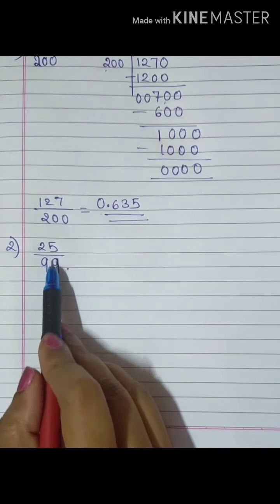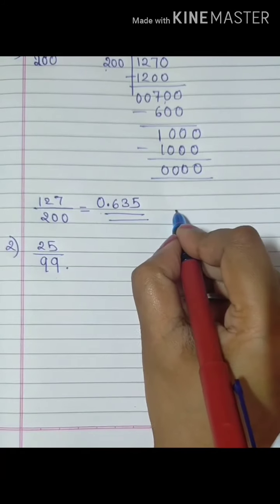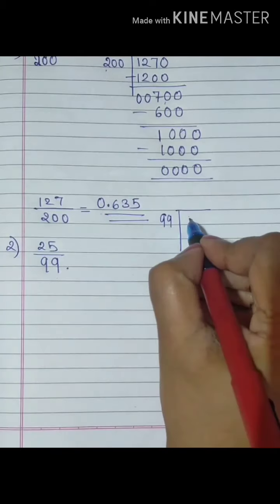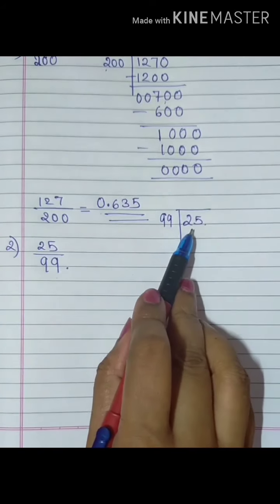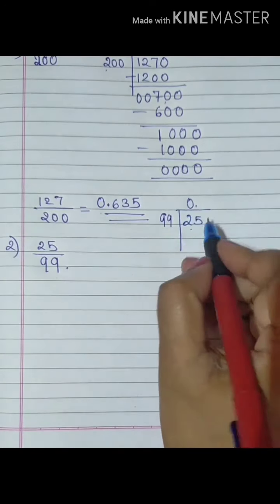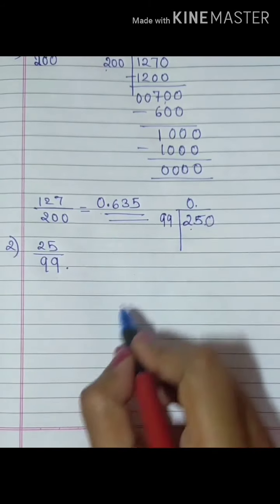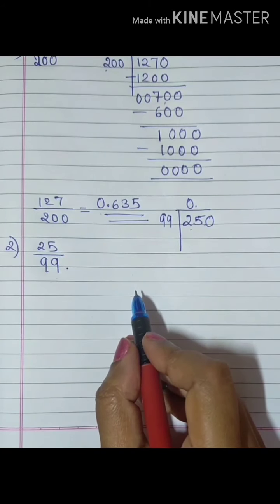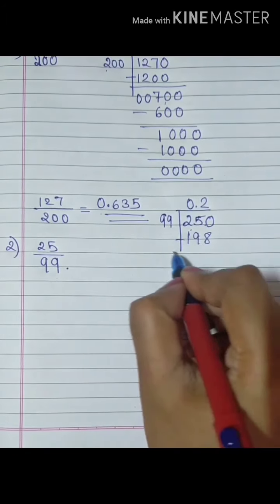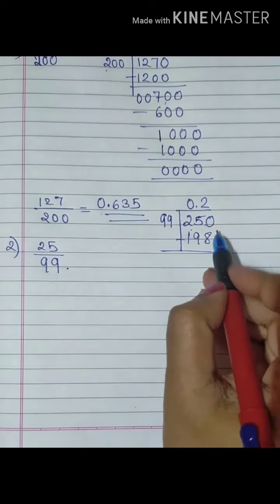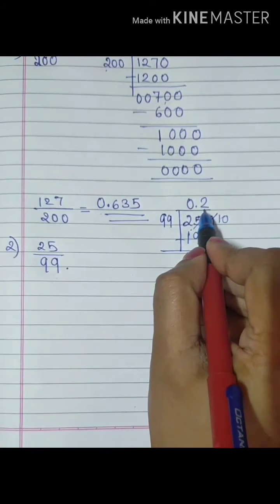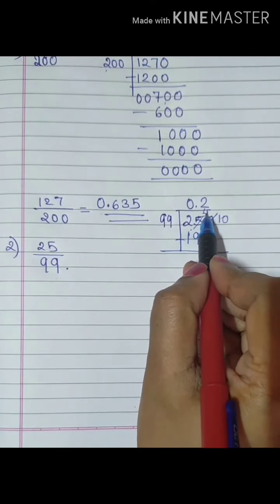Next question is 25 upon 99. So here I am taking 99 here and 25 here. This is the smaller number, it will not go. So again we will use 0 and decimal. So we will get 0 here. Now 99 2s, that is 198. Afterwards this will become 10, this will become 4, and again this is the lesser number.